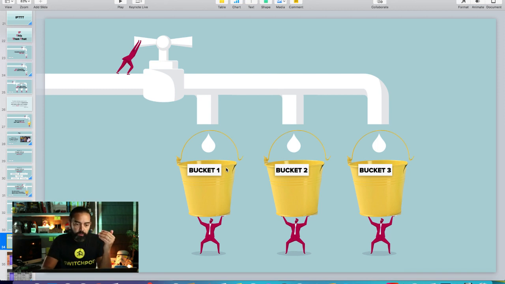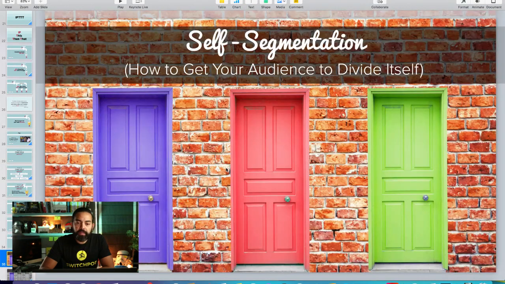So the question now is, okay, these buckets, I understand that. I understand that this question can lead us to determine what these different patterns or different groups of people are and where they're at. Well, how do we actually start segmenting them? Well, there's what I like to call self-segmentation: how to get your audience to divide itself. There's a few different ways to do this.